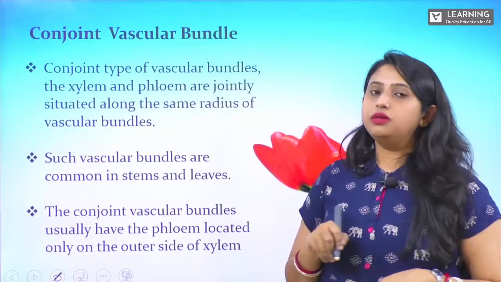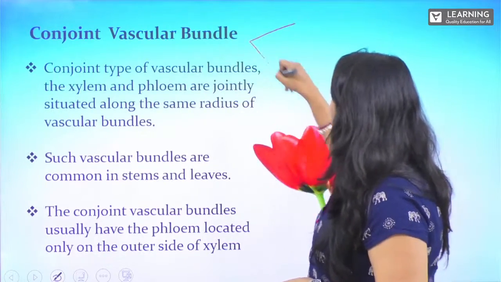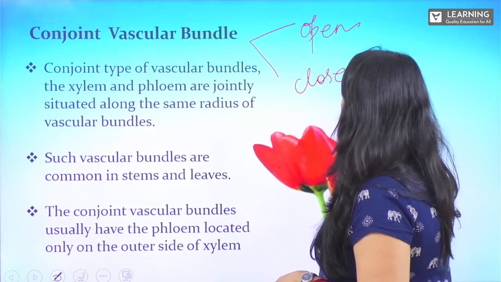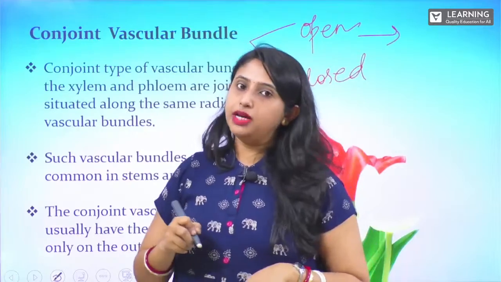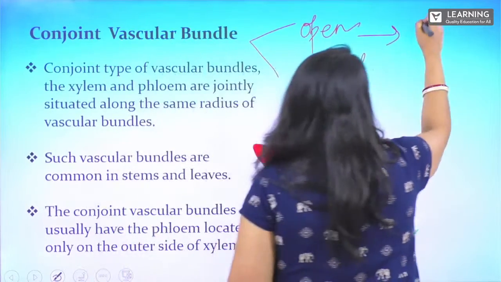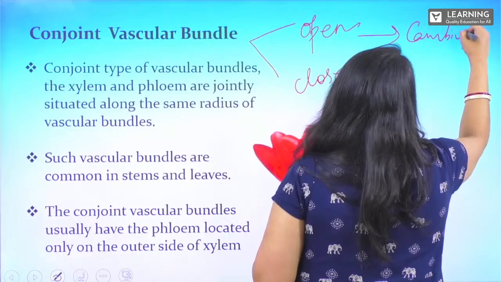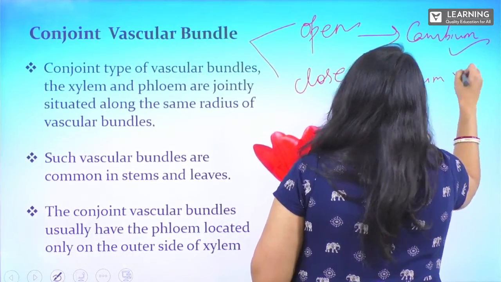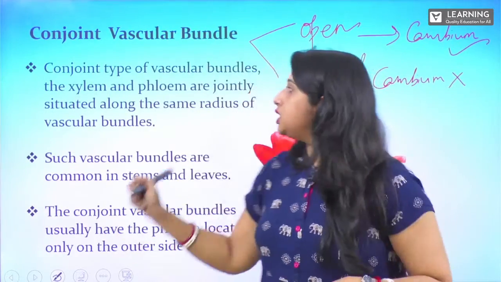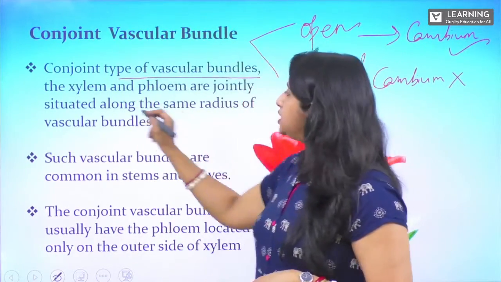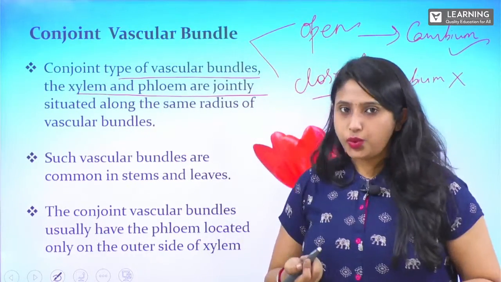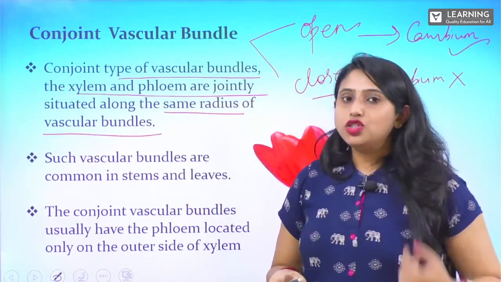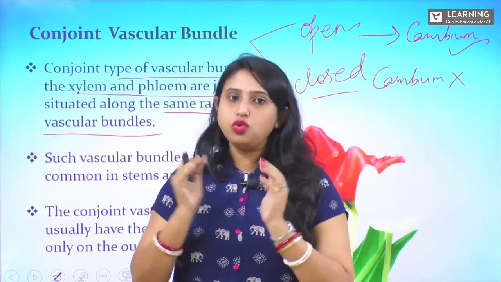So conjoint vascular bundle, as I have said, is again of two types. One is your open conjoint, another is your closed conjoint. So in open, you have seen that cambium is present, and in closed, cambium is absent, right? In conjoint type of vascular bundles, the xylem and phloem are jointly situated along the same radius of the vascular bundle. So how are they situated? They are close to one another, right?